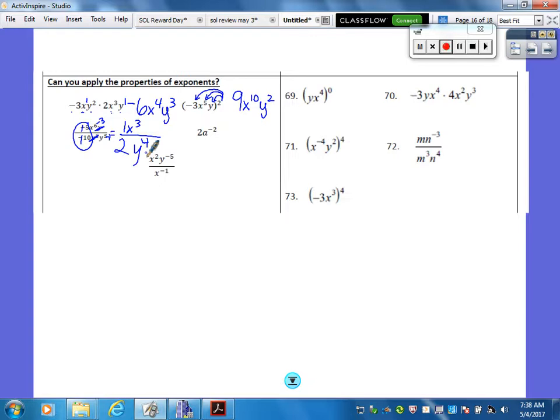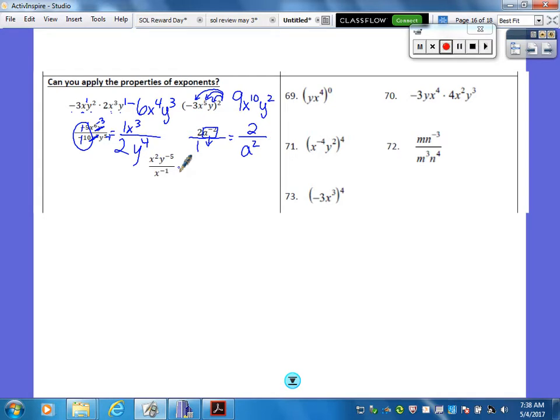Now this next one always gets people, so just remember that when you have a negative exponent, it's just on the wrong side of the fraction bar. So let's make a fraction real quick, 2 over 1, and our a to the -2 needs to move to the denominator. So we're going to write 2 over a squared. When it moves, it becomes positive.